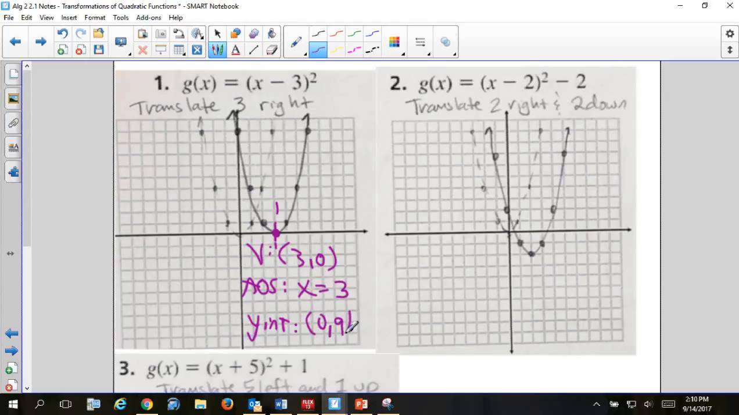The next one, our vertex, 2, -2. So then our AOS, our axis of symmetry, is always x equals, and what does x equal in our vertex? 2. Oh no, our y-intercept works out for this one, never mind. What's our y-intercept? 0, 2. Right there.